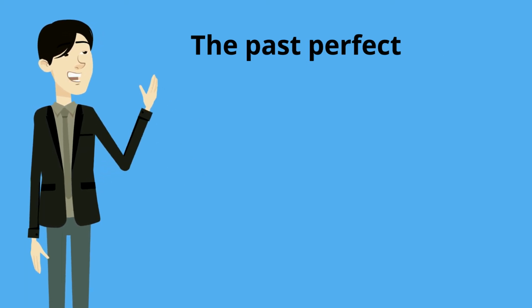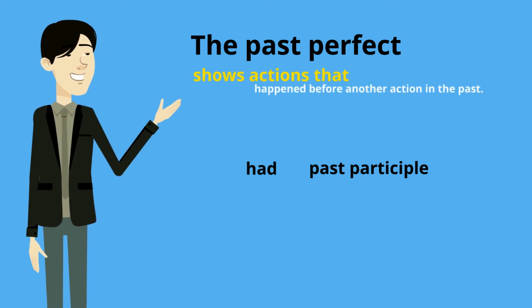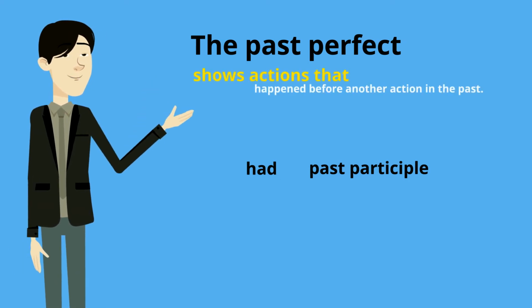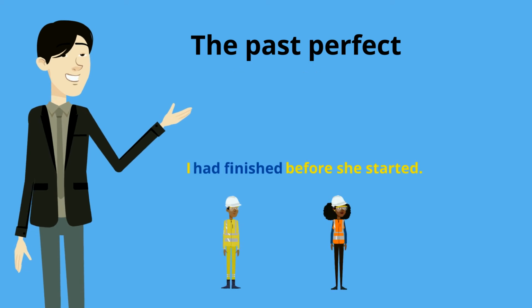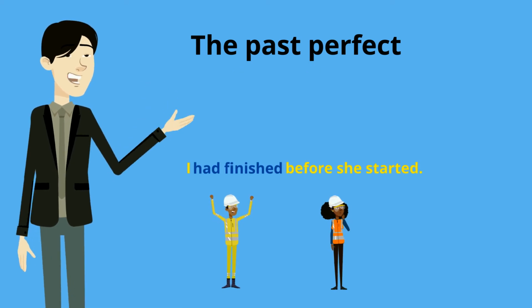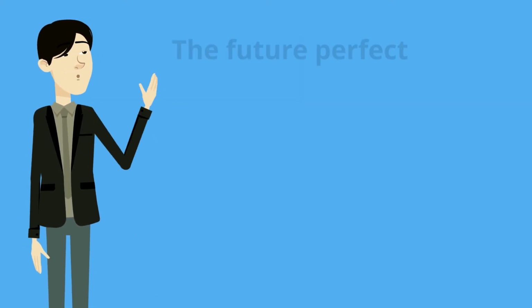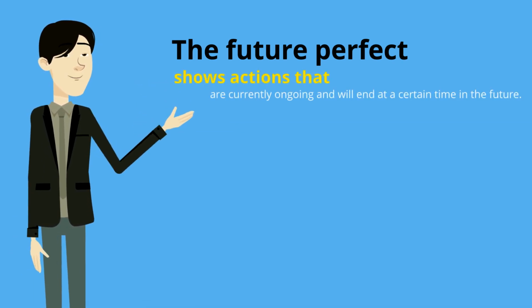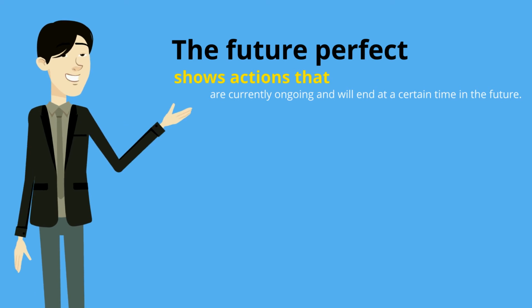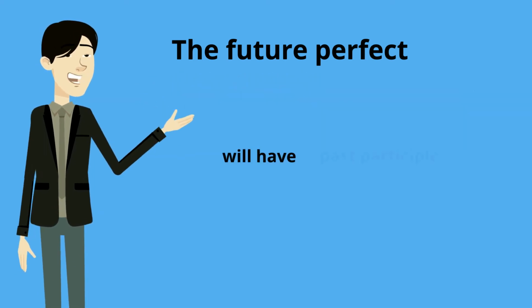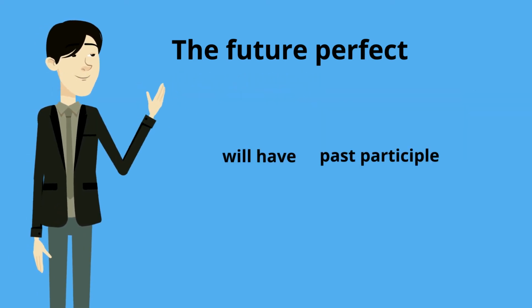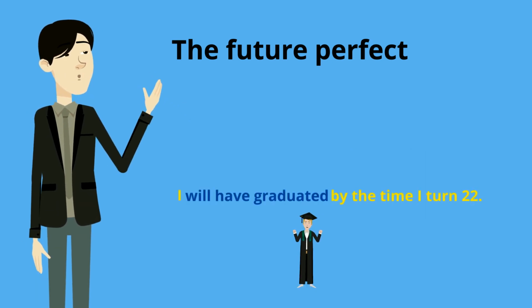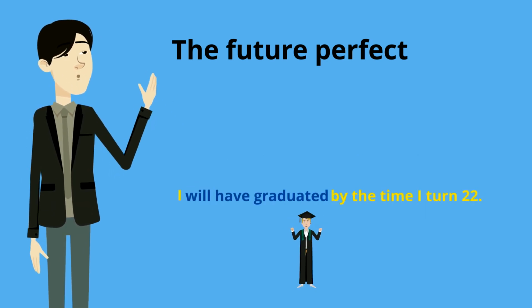The past perfect, which is formed with had and the past participle, describes an action that happened before another action in the past. Example: I had finished before she started. The future perfect is for actions that are currently ongoing and will end at a certain time in the future. It's formed by adding will have and the past participle. Example: I will have graduated by the time I turn 22.